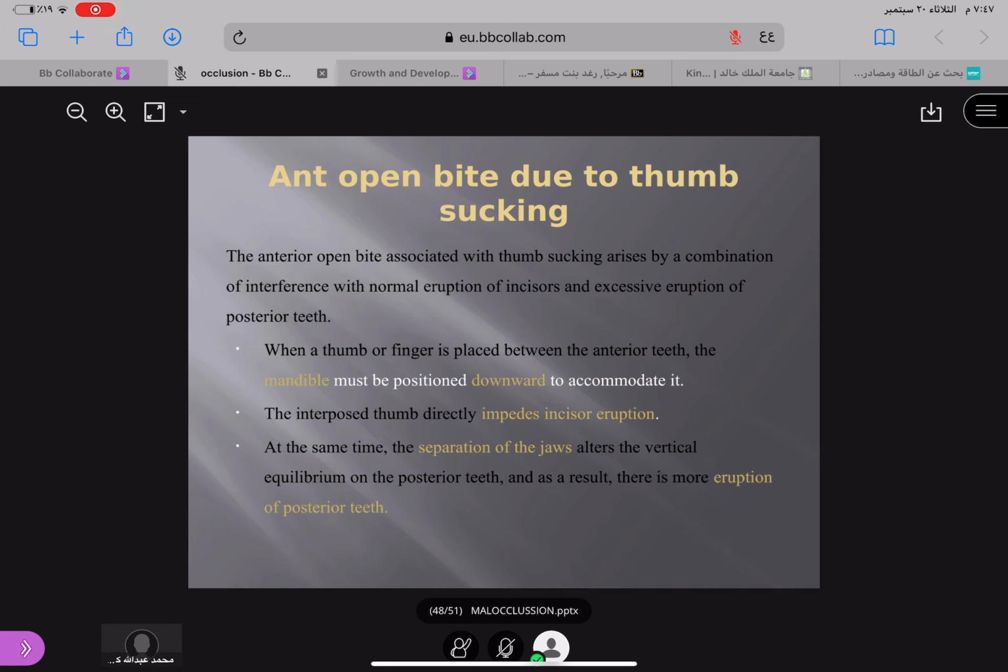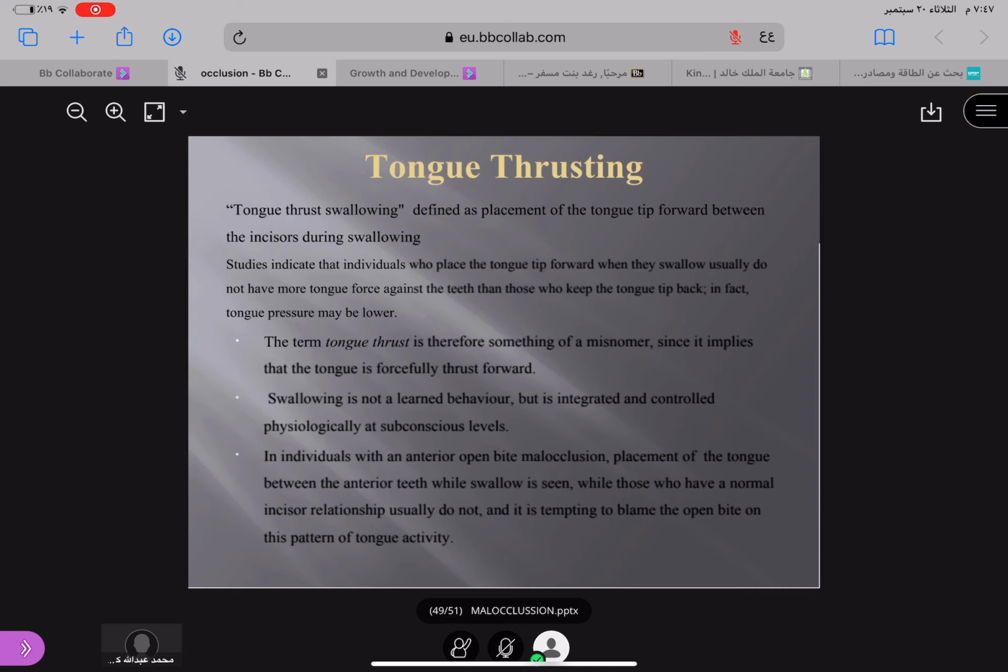Mouth breathers also result in adenoid faces. Nasal obstruction can cause mouth breathing, especially at night. This results in abnormal tongue position, which leads to anterior open bite and results in tongue thrusting as well. So tongue thrusting is actually a misnomer, an abnormal term, right? It's not exactly the right term. Tongue thrust swallowing is not a right term actually, but it can cause.